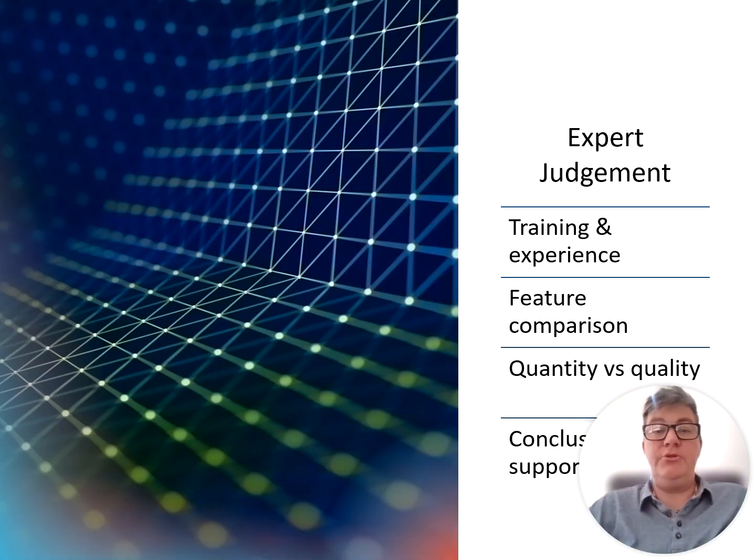Expert judgment is used to evaluate whether two patterns came from the same source. Scientists consider both the quantity and the quality of features. Rather than claiming absolute certainty, they assess whether the evidence supports a common origin.